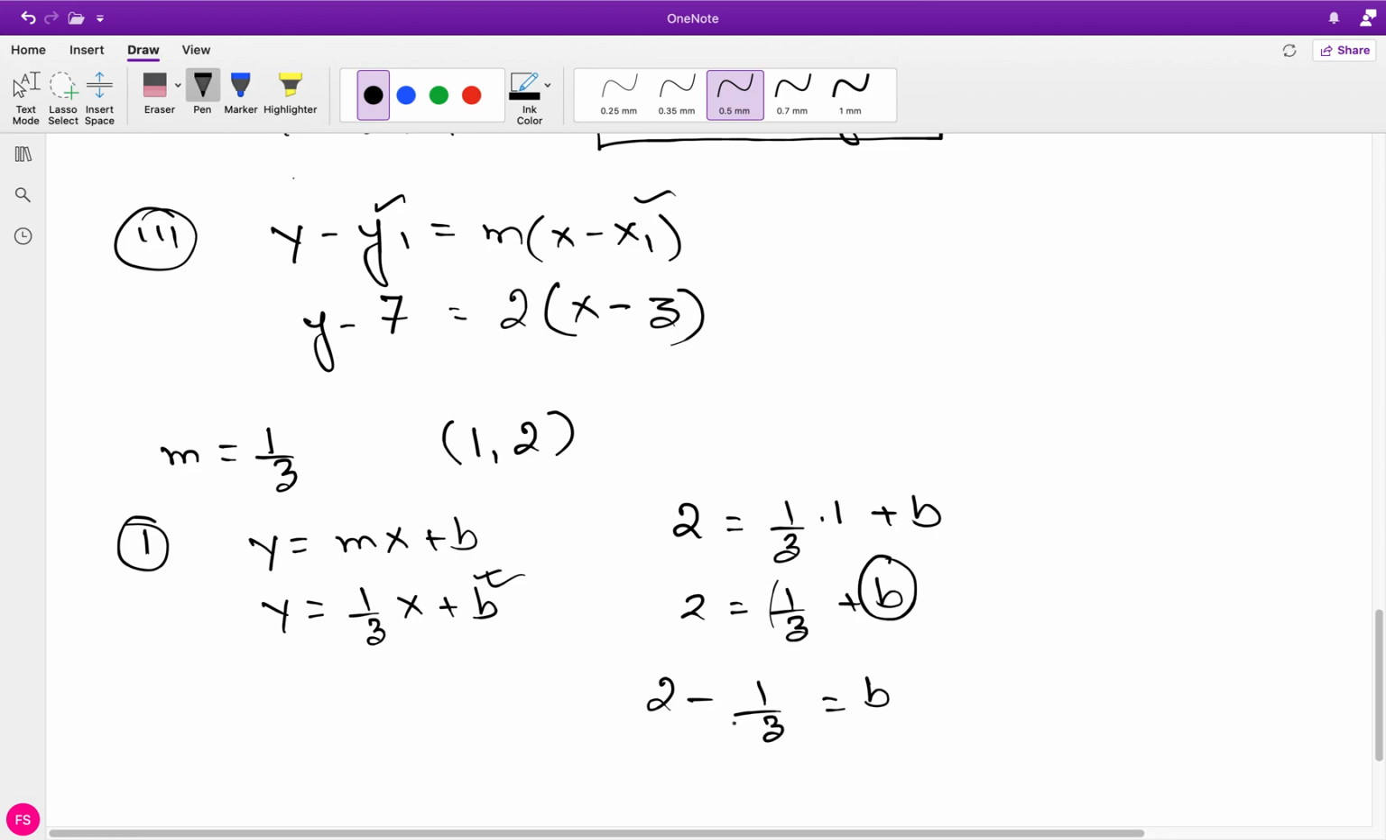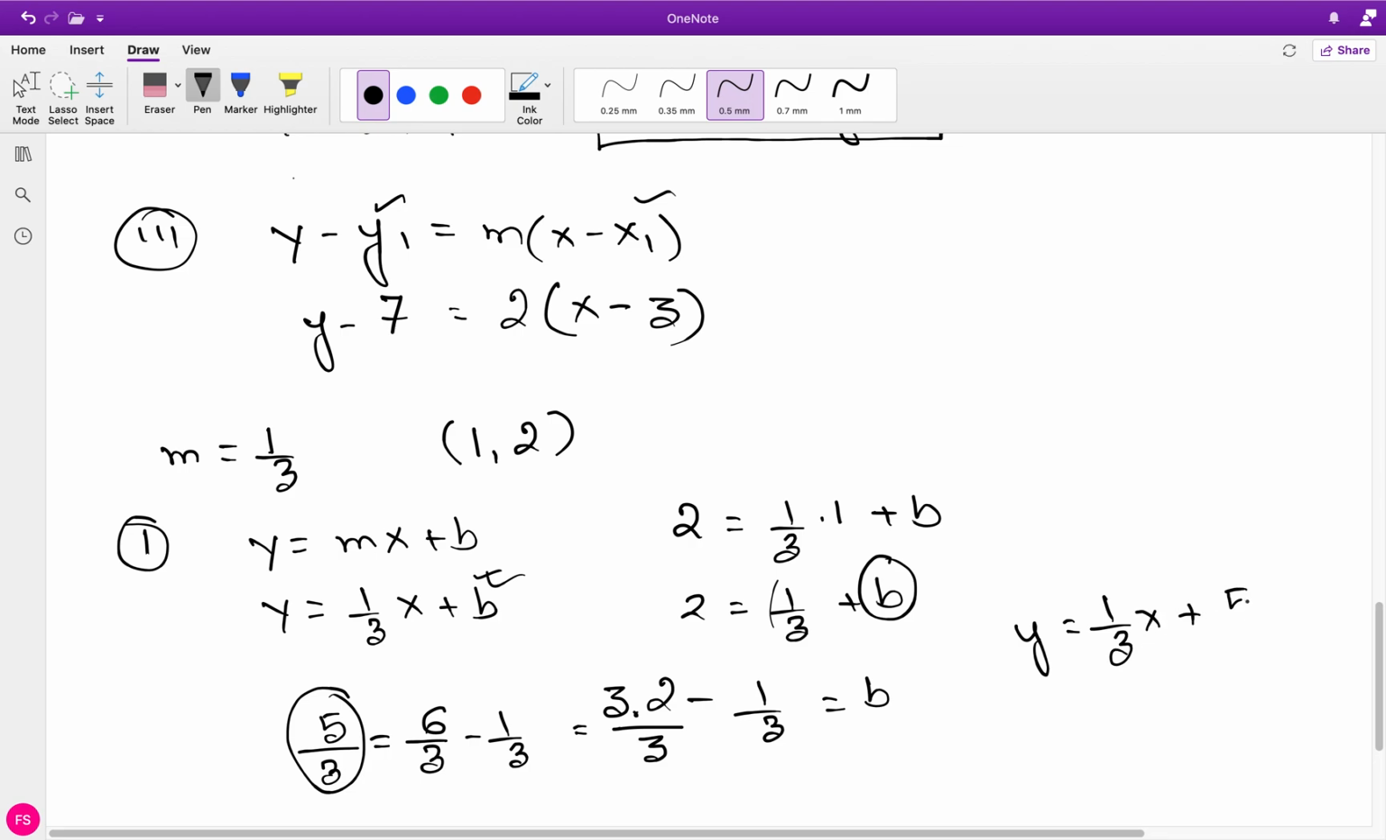Now the denominator is not the same, so you have to make it the same. I'm going to write 3 over here, and you also need to multiply 3 to the top. This will give you 6 over 3 minus 1 over 3, and 6 minus 1 is just 5. That equals 5 over 3, because the denominator is just 3. That means the b for this line is 5 over 3. So you can write y equals 1 over 3 x plus 5 over 3. This is the equation of your line. This is my slope-intercept form.